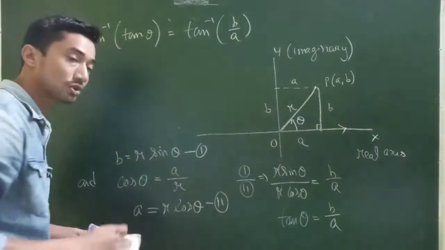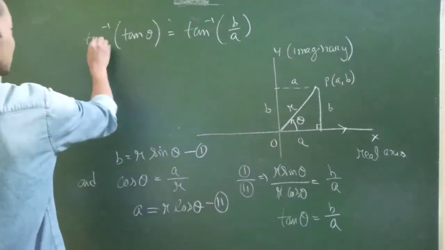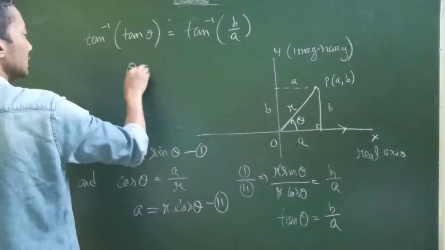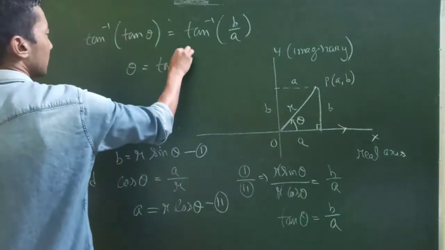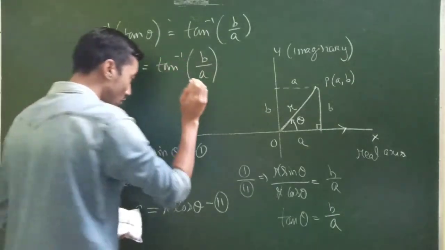We have a function called inverse trigonometric functions. We have to apply that function. So tan inverse tan is 1, so we have here theta. That is how we have these values. Theta equal to tan inverse b by a. So there we have it.